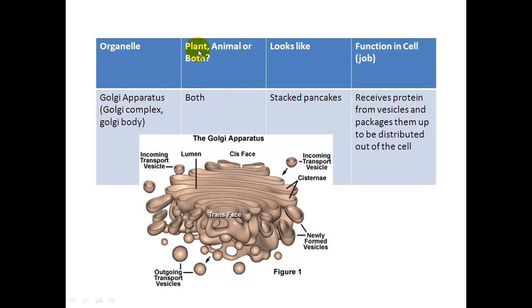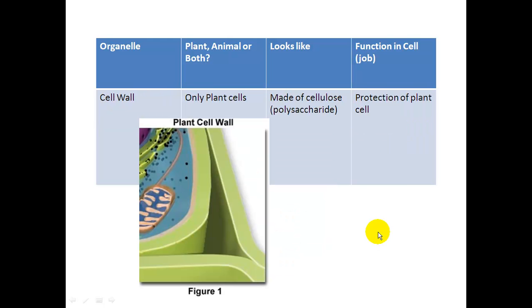So the Golgi apparatus is found in both plant and animal cells. And what they're doing, we mentioned it earlier, is receiving the protein from the vesicles that came from the RER. They take that protein, they package it all up, they figure out what the protein's purpose is going to be, and then they ship it out through another vesicle to where it needs to go in the cell, or it'll be shipped outside the cell.